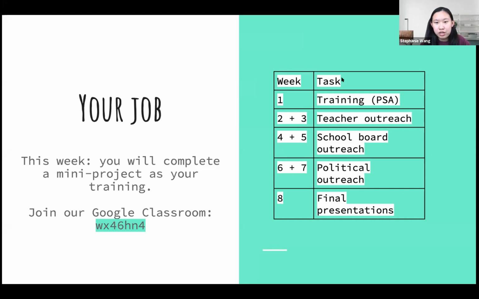All right, so this is a schedule of what we're going to be doing. So week 1 is training, and remember, training is not hardcore. It's just so that you get to know a little bit more about public health. And then weeks 2 and 3 is teacher outreach. Weeks 4 and 5 are school board outreach. 6 and 7 is political outreach, and 8 is final presentations. This is completely optional, so don't feel like you have to present anything.